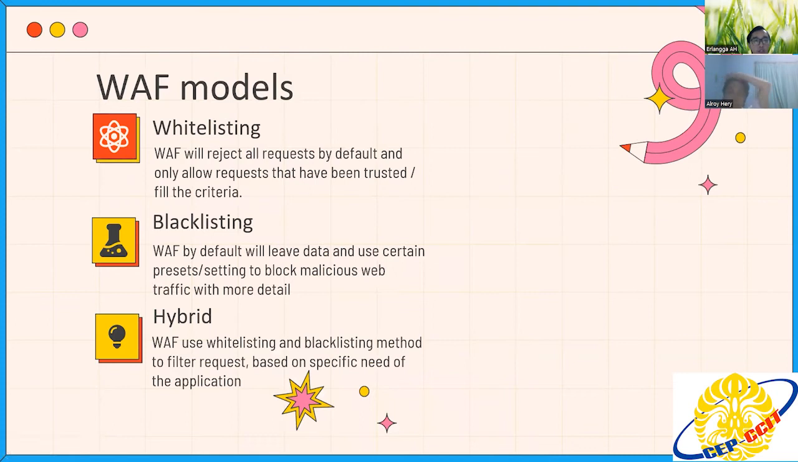And WAF is generated by these three basic models. The first one is whitelisting. WAF will reject all requests by default and only allow requests that have been trusted or fulfill the criteria. And the second one is blacklisting. WAF by default will allow data and use certain sets or settings to block malicious web traffic in more detail. And the third one is hybrid. WAF uses whitelisting and blacklisting methods to filter requests based on the specific needs of the application. Next.